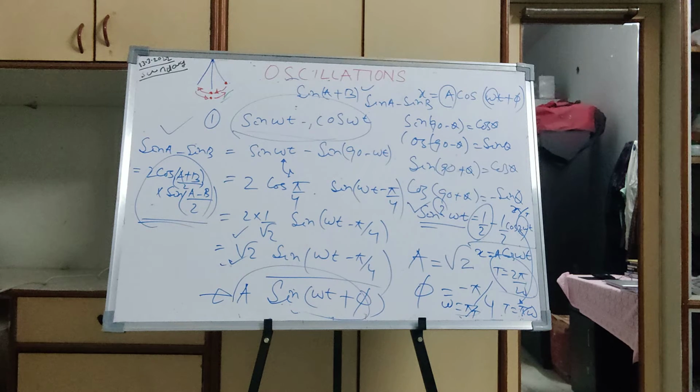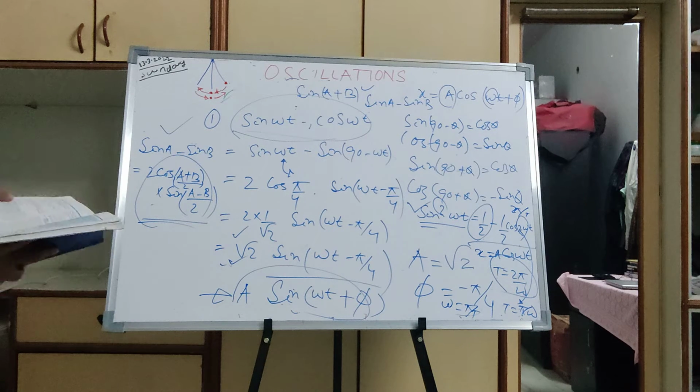It is a simple harmonic motion. Its angular frequency, time period or frequency can be different. Here the time period is pi by omega, which is half of that of the original one. That means the time period is less, and frequency is the inverse of time period.